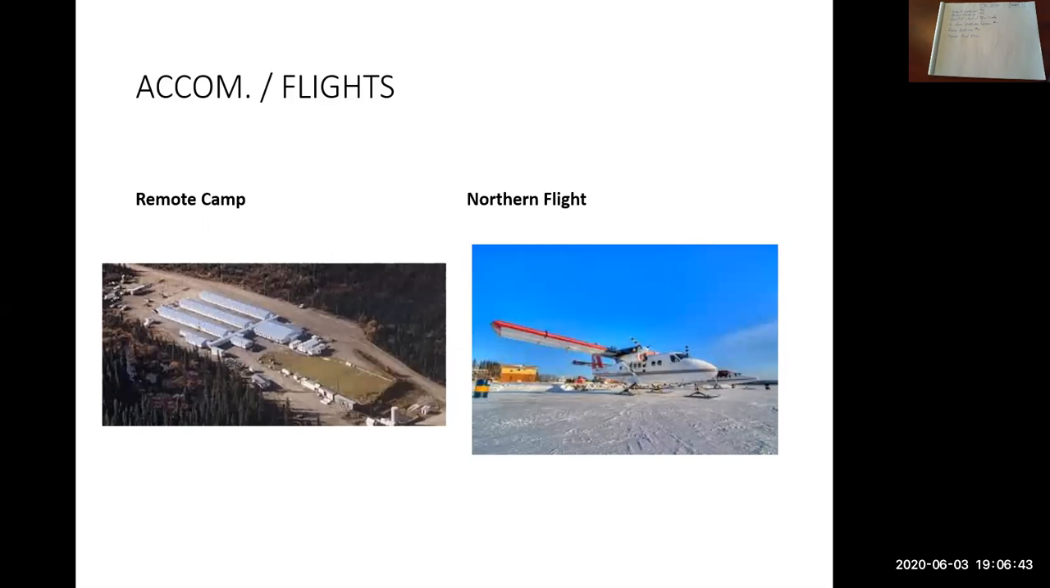So photo on the left, a remote camp. Photo on the right is a small plane for northern flights. It doesn't have wheels or landing gear, it's got skis, for landing on snow-packed runways.